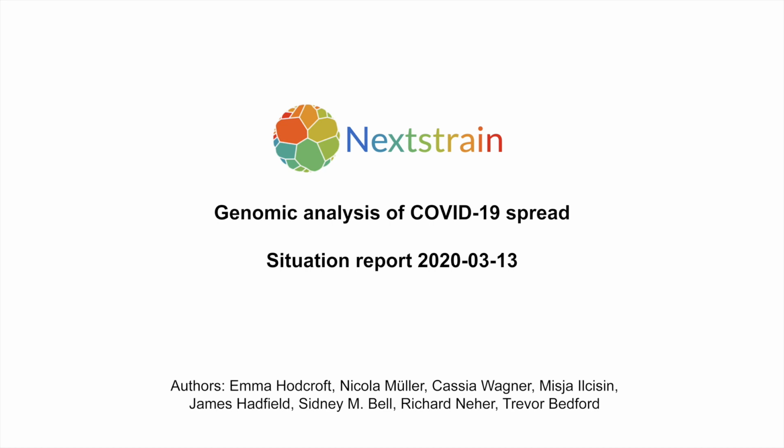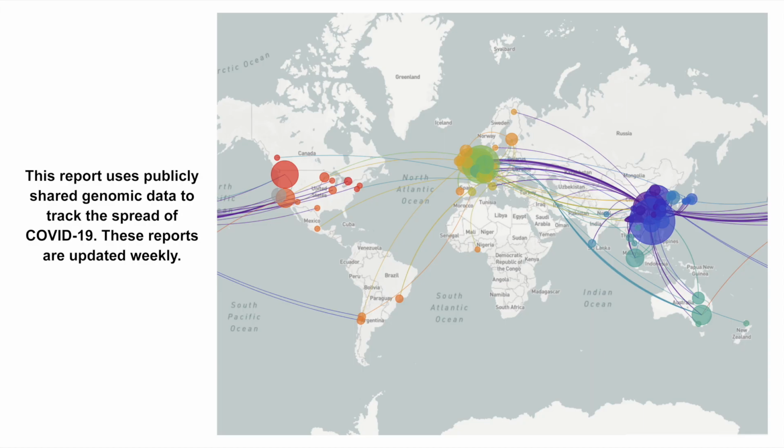In this video, we will be talking about the genomic analysis of COVID-19 from the group Nextstrain. For the full report, please visit the website. In this report, we analyzed 410 publicly shared COVID-19 genomes. By comparing these viral genomes to each other, we can characterize how COVID-19 is evolving and moving around the world.